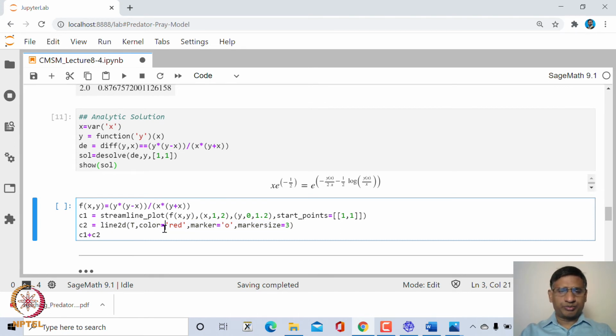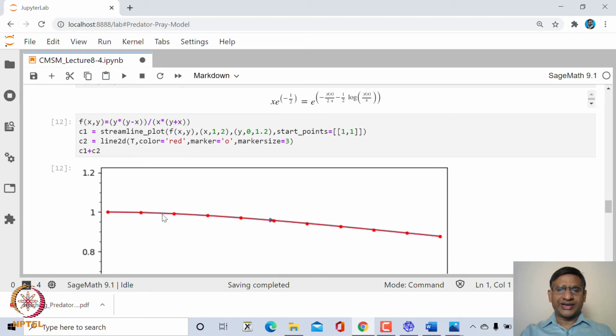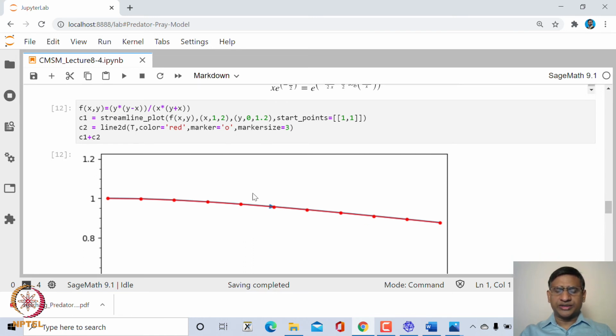So when we plot this, you can see here the blue one is the exact solution and the red one is the approximate solution, and the approximate solution and the blue solution curve are very close to each other.